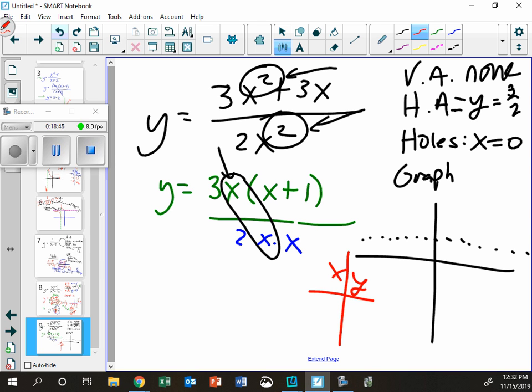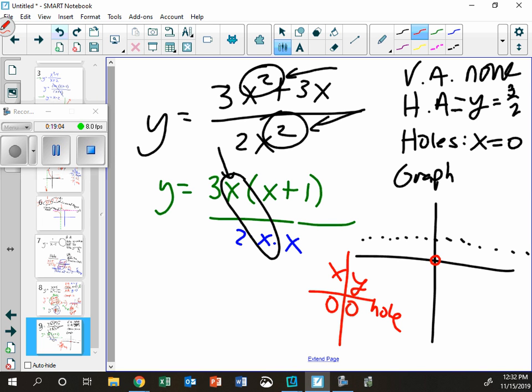So, I'm going to put in 0, and I get a 0 on top and a 0 on the bottom. Wait a minute. If there's a 0 on top and a 0 on the bottom, that's the hole. There's a hole at 0, 0. So I'm going to put an empty spot right there.